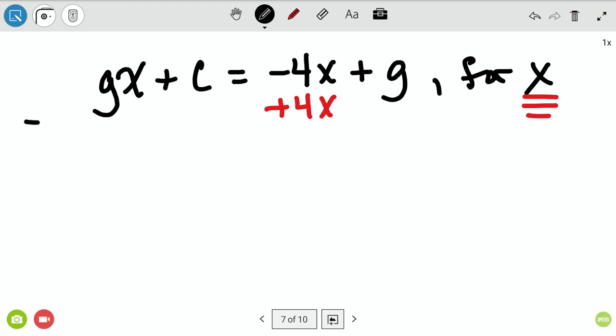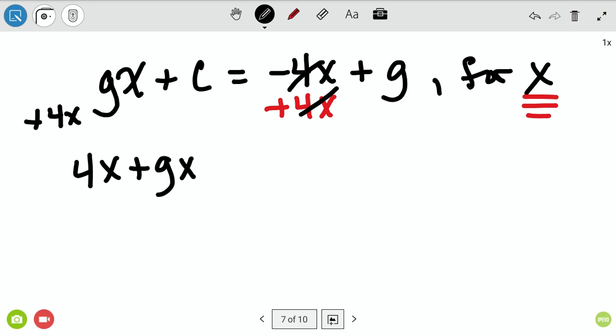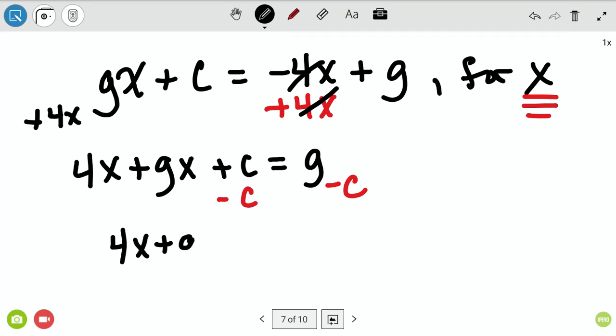All right, so now I'm going to add 4X over here. Well, when I add 4X, I can't add it to GX because GX is not a known number. So I have to leave them separate. So I have 4X plus GX. Can't combine them because I don't know what G is. Plus C equals G over here. Okay? And they have to be identical to add them. So I can't combine 4X and GX. Now I want to move that C because it's not an X and I want to get it out of the way. So I want to get it over here. So minus C. So I'm left with 4X plus GX equals G minus C.